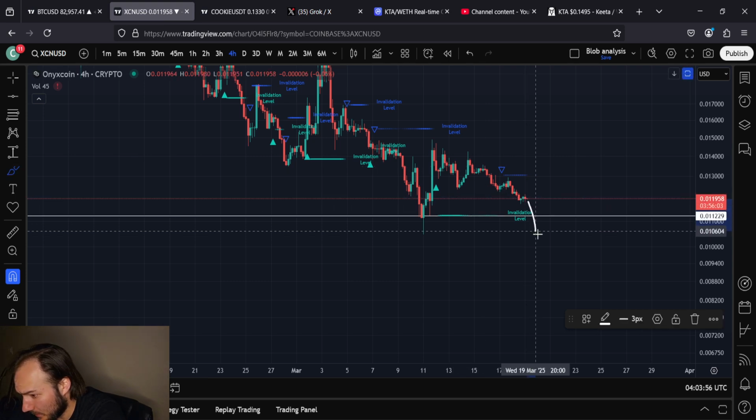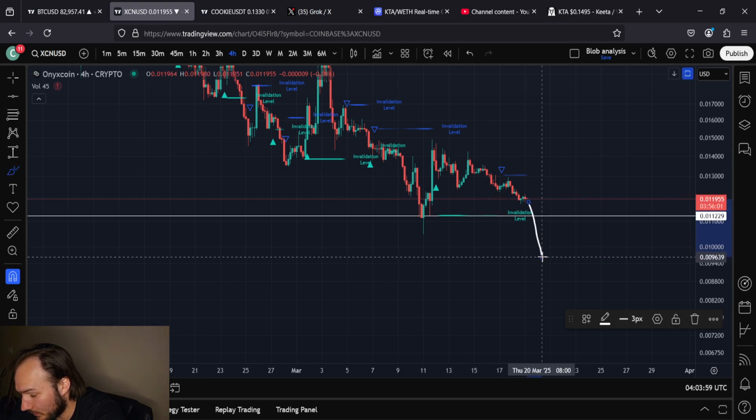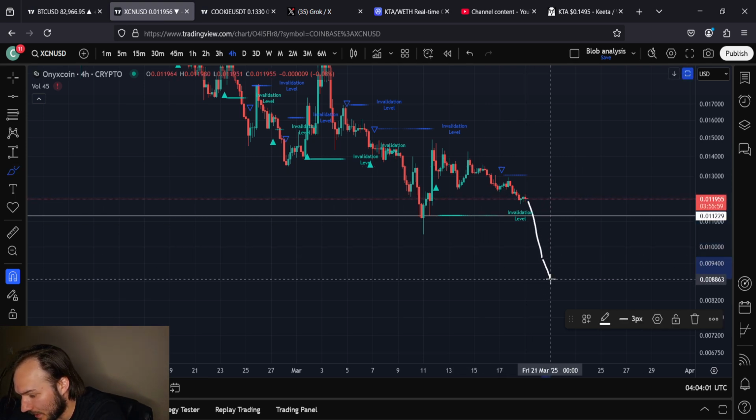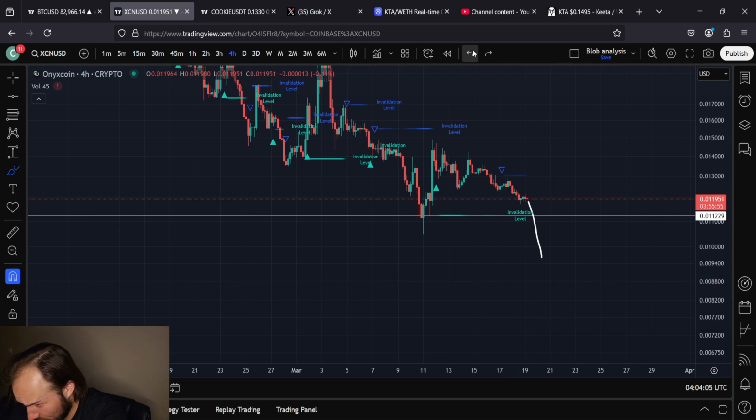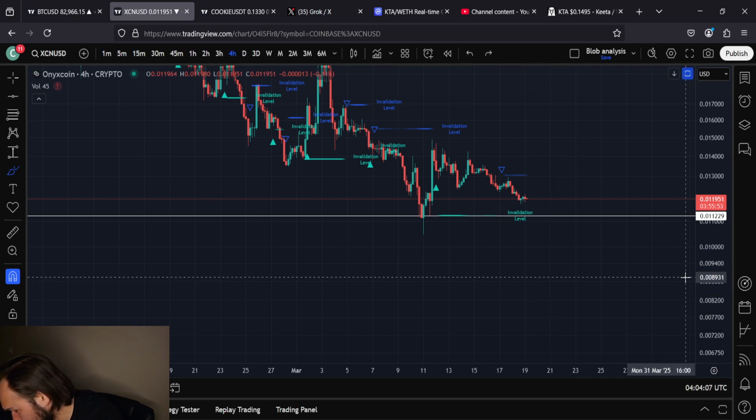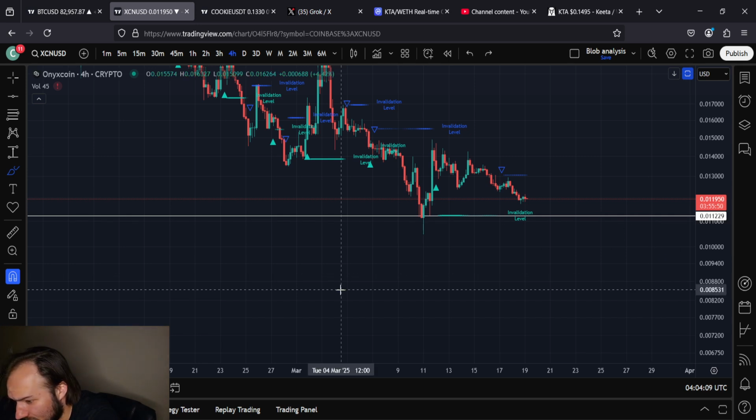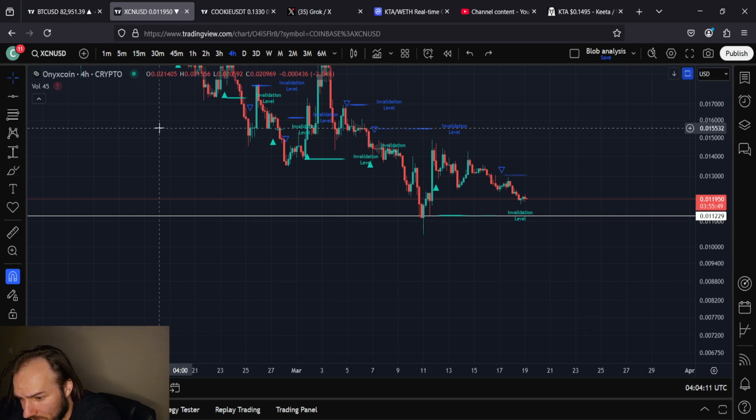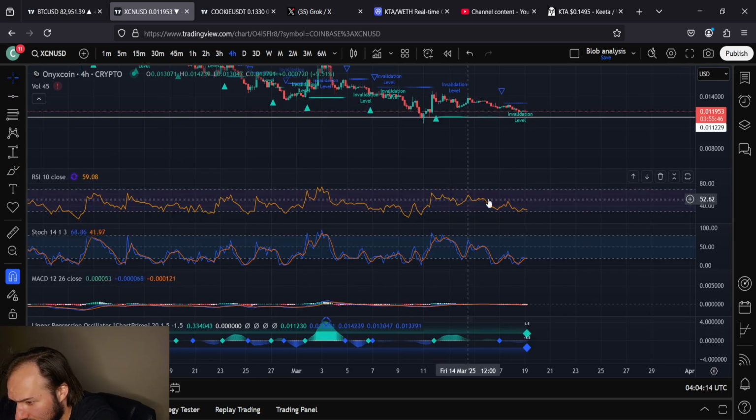stopping us from going down to 0.0095, 0.009, or even 0.00884, somewhere in this area. We're at 1.2 cents now, looking a little bit bearish. I want to look at some time frames here, some other indicators.